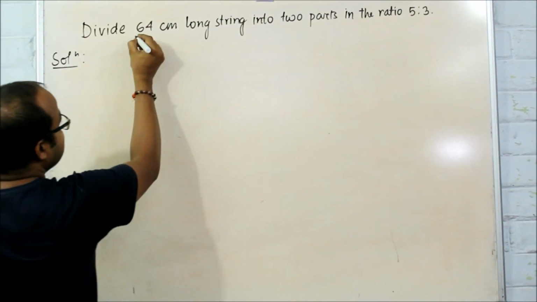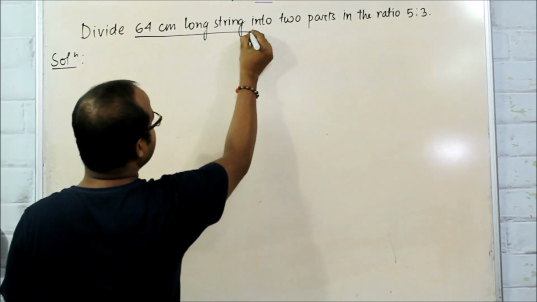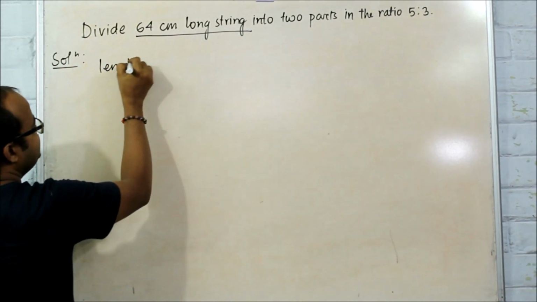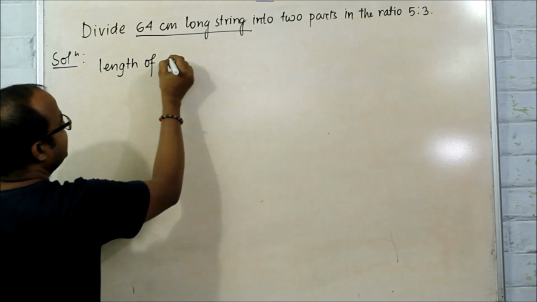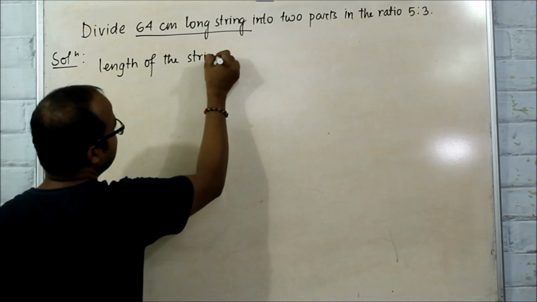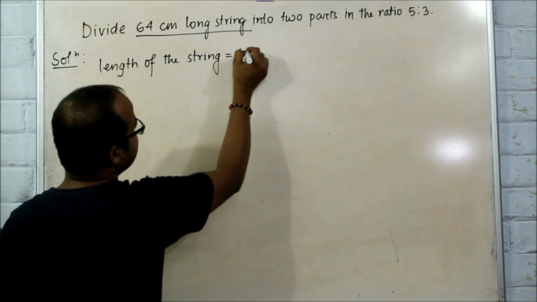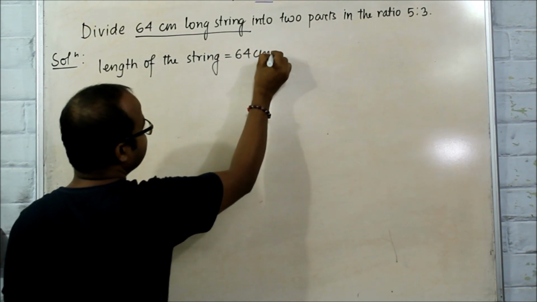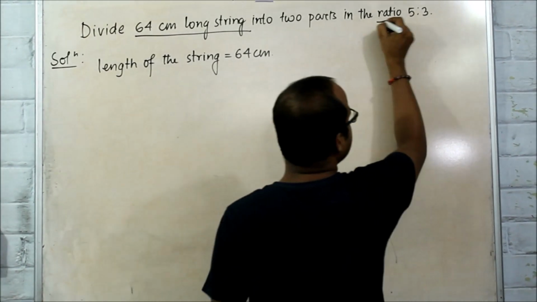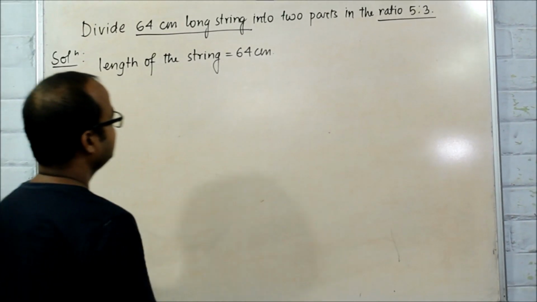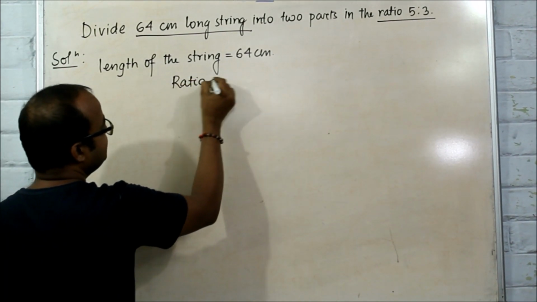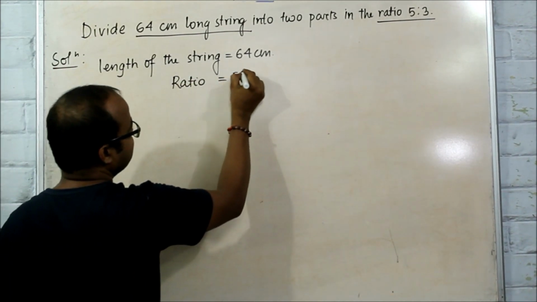So first, 64 centimeter long string. Write in simple language: length of the string is equal to 64 centimeter, and the ratio is given as 5:3. So write ratio is equal to 5:3.